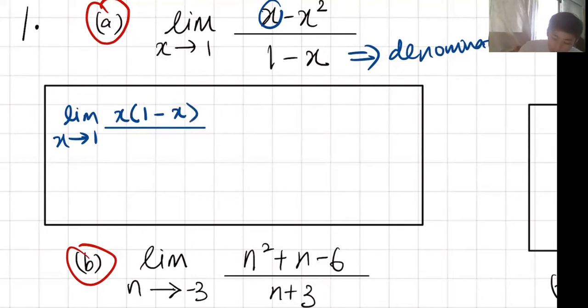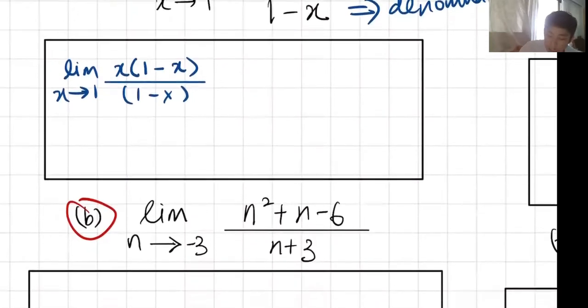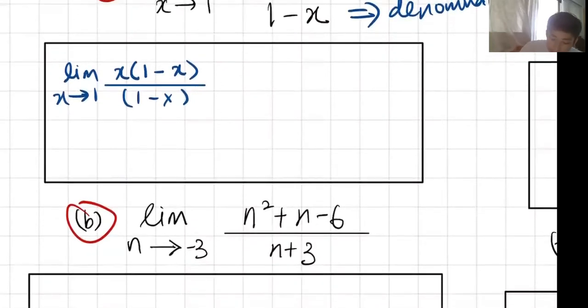All right. So the bottom you cannot factorize, so you just put 1 minus x. And you realize that this thing and this thing are exactly the same. So when you have something exactly the same, what you do is you can cancel them. So what it will give you is limit x approaching 1 of x only. Because when you divide the same thing, it gives you 1, which you don't have to write.